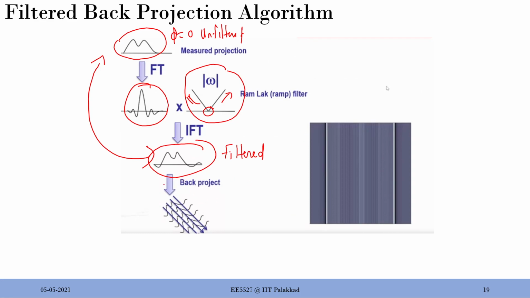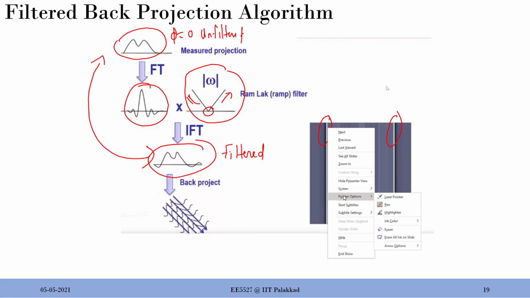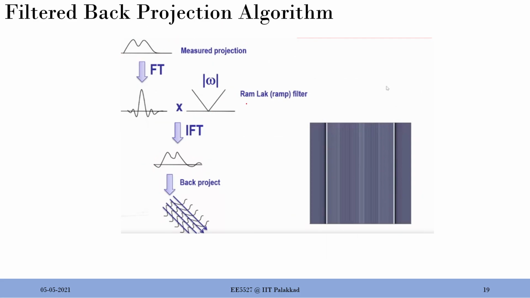So for example, if I back project this, it looks like this. You can see the edges are enhanced because you are doing a sort of high pass filtering. And this particular filter was devised by Ramachandran and Lakshminarayanan, commonly known as Ram-Lak, in memory of those who developed this algorithm. And you can have different shapes. This shape can be something like this, as I was telling you.